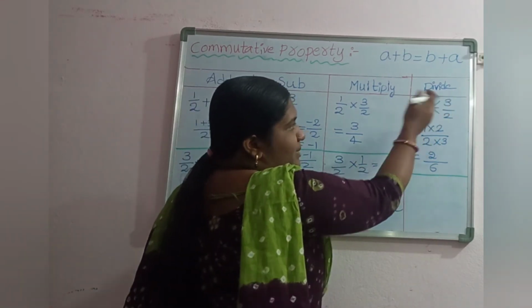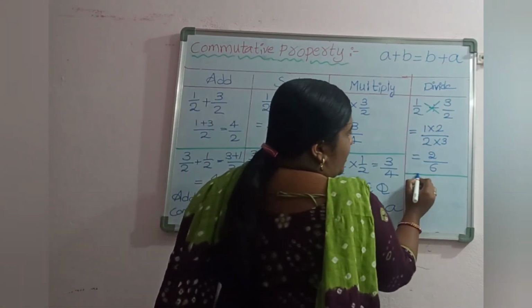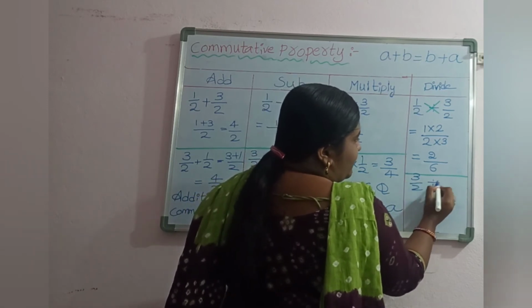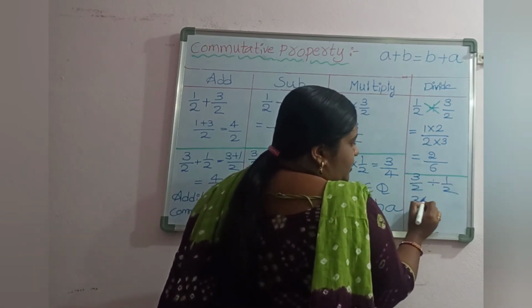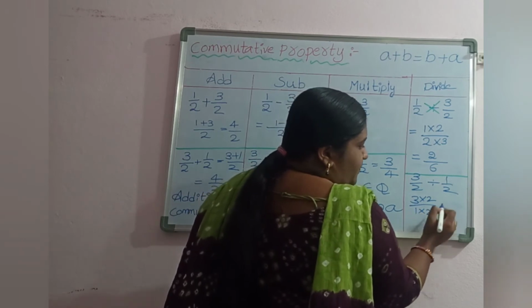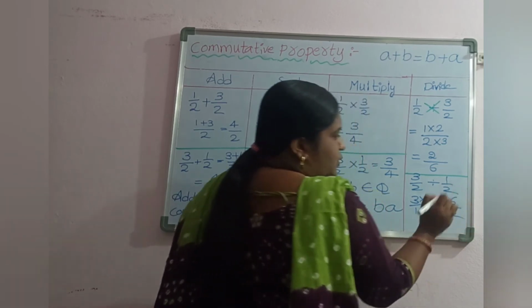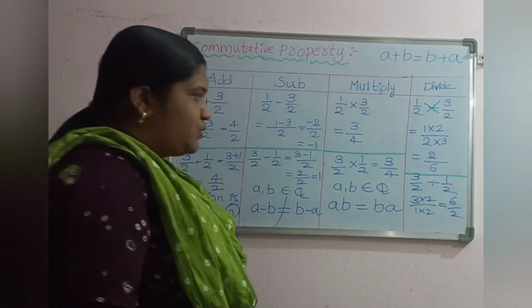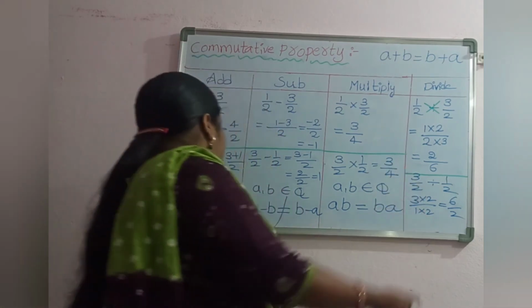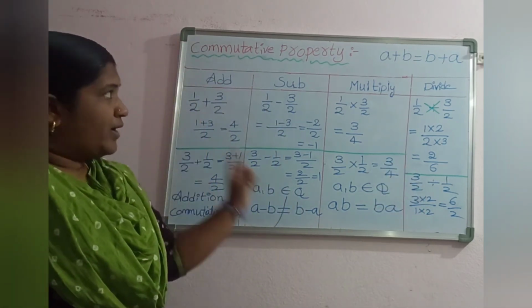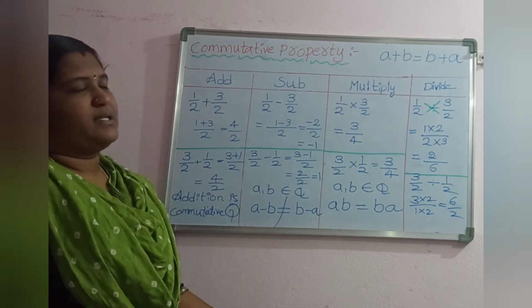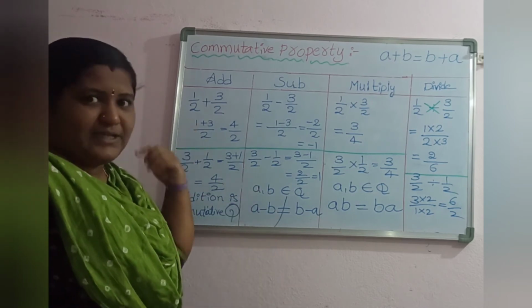Similarly, division process. 1 by 2 divided by 3 by 2, we got 2 by 6. But what we get? 3 by 2 divided by 1 by 2, 3 into 2 by 1 into 2, 3 2s are 6 by 2. 2 by 6 is not equal to 6 by 2. So division process is not commutative for rational numbers.